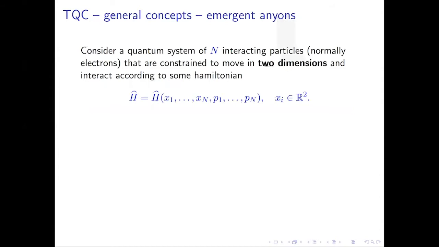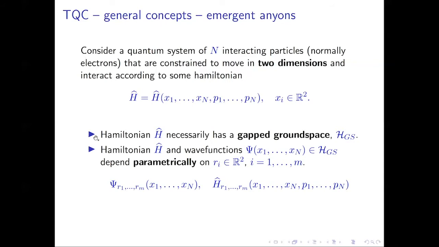I'd like to start with the notion of so-called emergent anyons, which are responsible for the mechanism that's used in topological quantum computing. So what we generally start with is a quantum system of a number of interacting particles, which are normally electrons. And we imagine they are constrained to move in two dimensions. For instance, there is some strong potential in the z direction that keeps them constrained in the plane. And those electrons interact according to some Hamiltonian. What's important is that the positions and the momenta are in the plane.